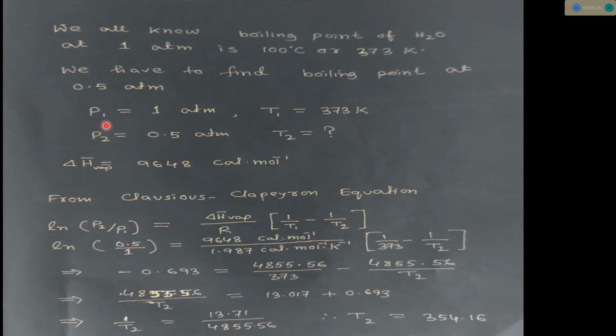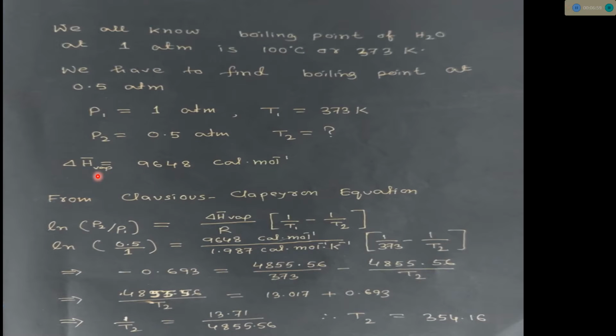So we can write, if P1 equals 1 atm, then T1 equals 373 Kelvin. When the pressure is 1 atm, the boiling point of water is 373 Kelvin. Now we have to find the boiling point at 0.5 atm. So we can write P2 equals 0.5 atm, and we have to find T2. At 1 atm the boiling point is 373 Kelvin. At 0.5 atm, what is the boiling point?